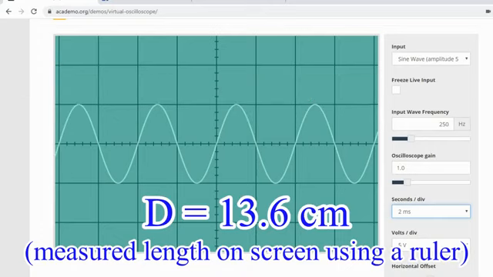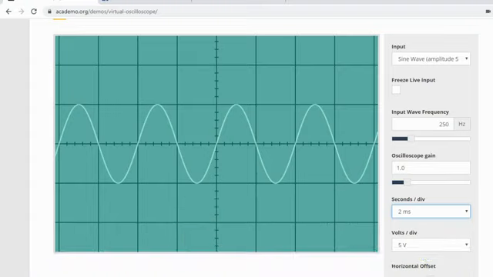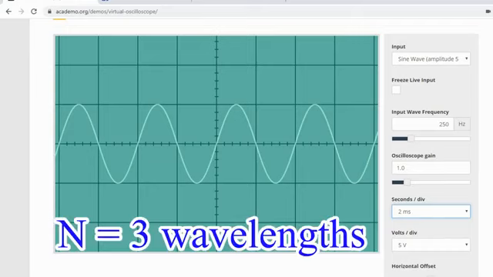We're going to call this value capital D for big distance. I want you to recognize that this distance represents 3 wavelengths because I'm measuring from crest to crest once, twice, 3 times. So a total of 3 wavelengths is 13.6 centimeters.